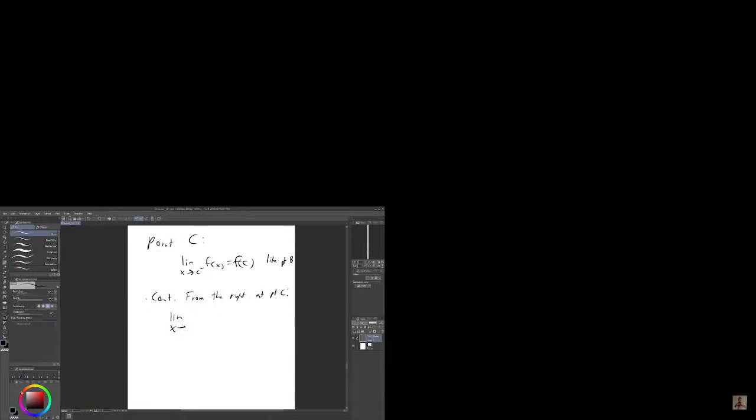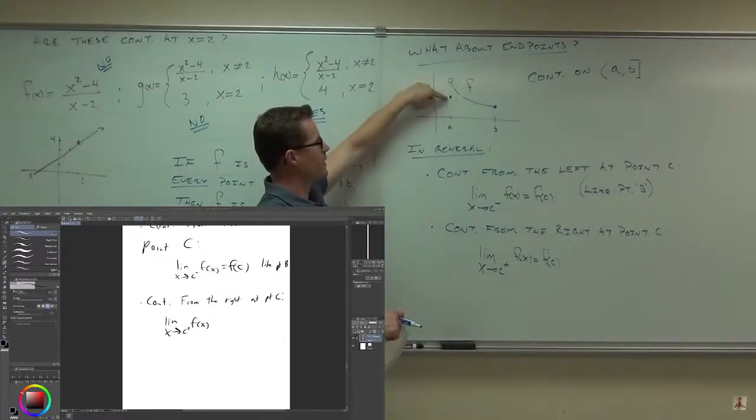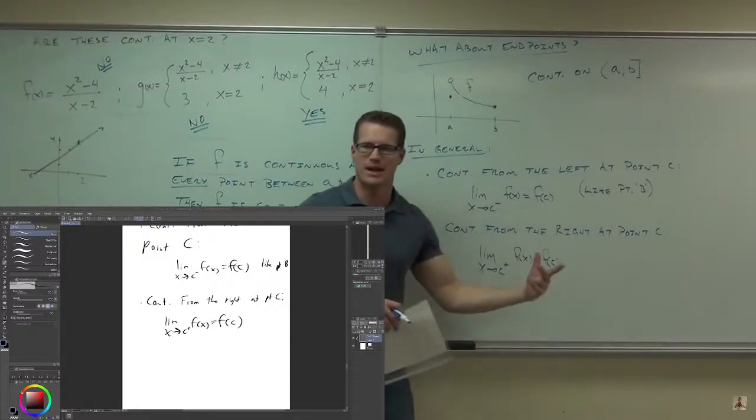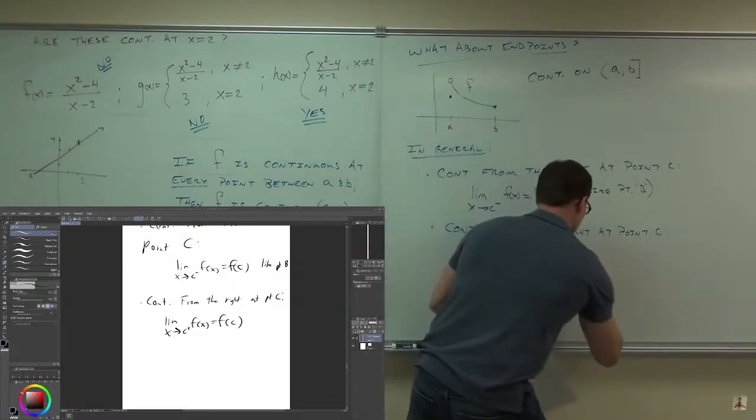This is like f of a. The limit has to exist. It does. The point has to be defined. It is, but they would have to be identical. So this is like the point A situation. In our case, it's not continuous at the point A.